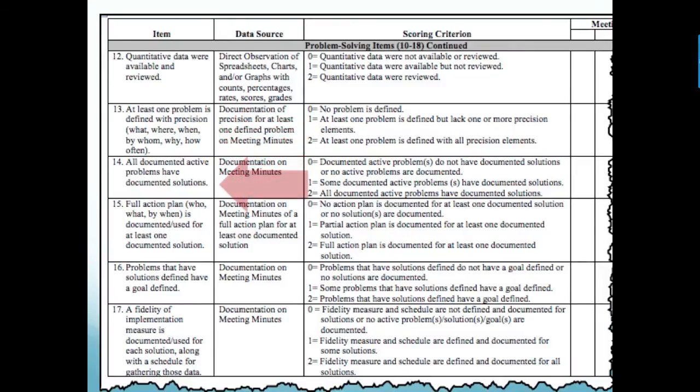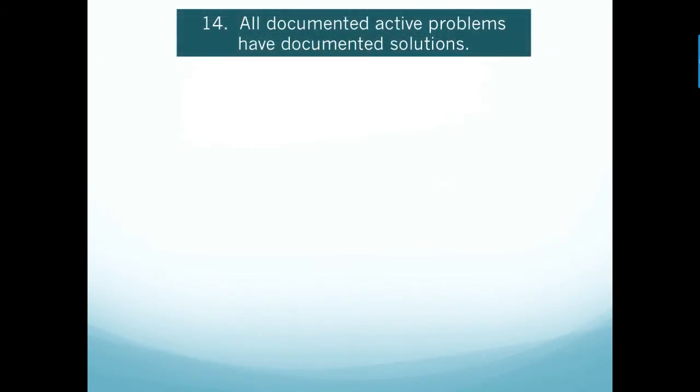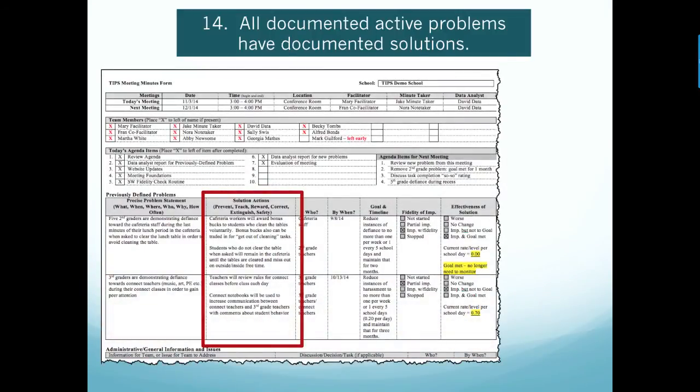We're now going to look at item number 14, which says that all of our documented active problems have a solution tied to them. Again, we can look at our TIPS meeting minute form in either the previously defined problem section or our new problem section to see that we have solutions assigned to each of our problems that we have defined.